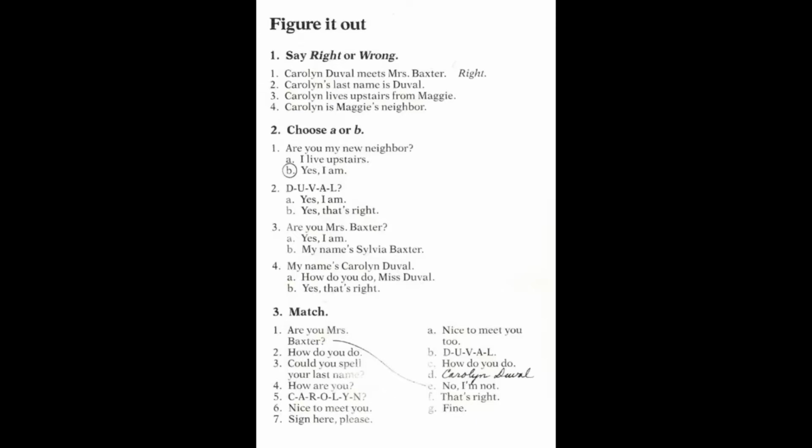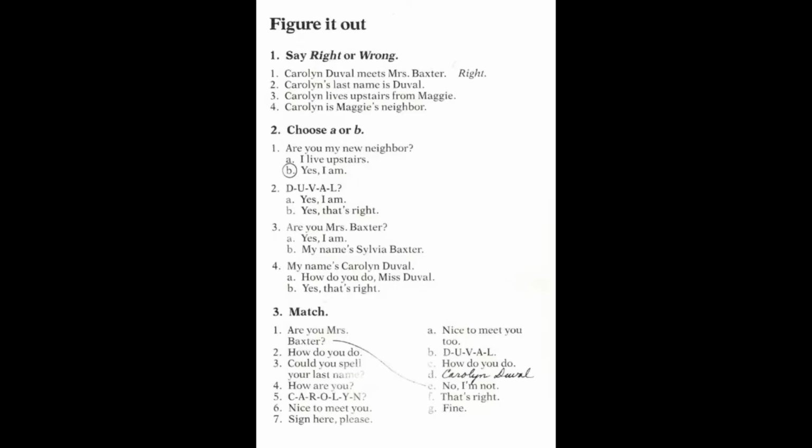Number 3, are you Mrs. Baxter? 2 answers. Yes, I am. My name's Sylvia Baxter. What do you think? What is your answer? So, which one is correct? A is correct. Yes, I am. Because it's a yes-no question. Part B says, my name's Sylvia Baxter. It's information. It's about information question. We don't have it. We have yes-no question. So A is correct.